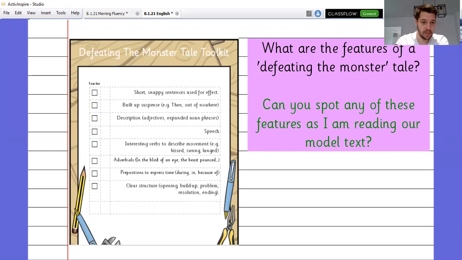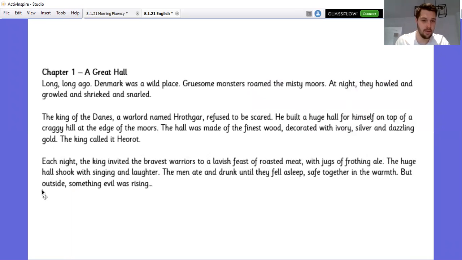So I'm going to read a shortened version of our model text, Beowulf. Can you spot any of these features as I'm reading it? I'm going to pick out 3 examples at the end of each slide. And then for chapter 3 and 4, I think it is off the top of my head, you are going to try and find them and write them down on your sheet of paper. So here we go. Let me just move my big head out of the way.